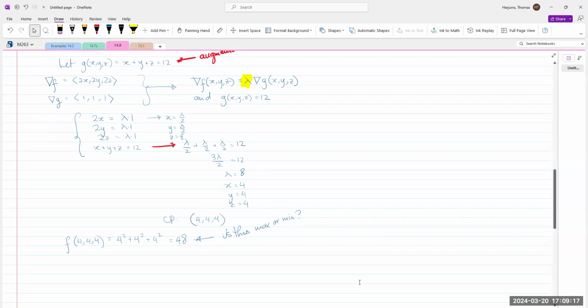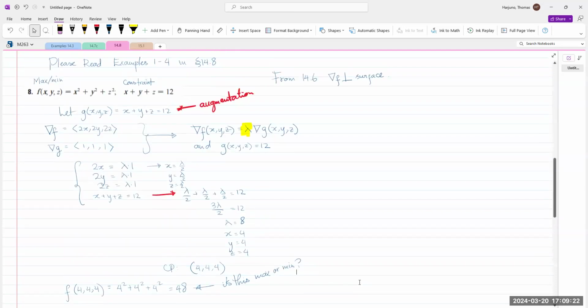Okay, now the thing is, there are other coordinates in this constraint that we can use to find the value of the function, right? Let's pick a number. For example, 12, 0, 0. Notice that 12, 0, 0 satisfies the constraint. But if I use 12, 0, 0 in that function, do I get a value greater than or less than 48?